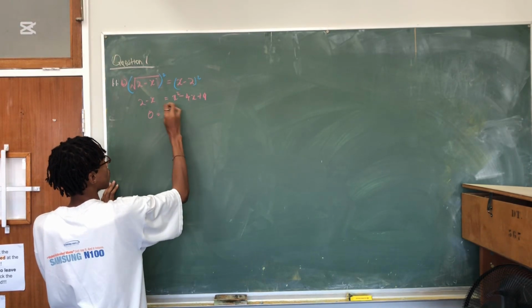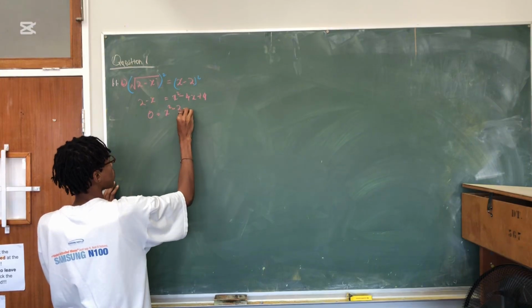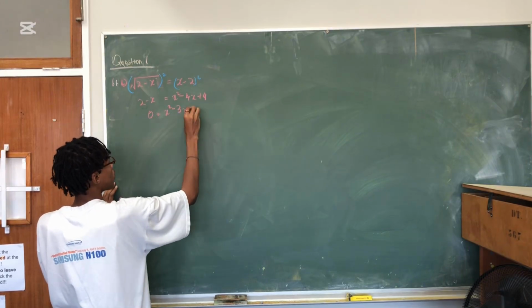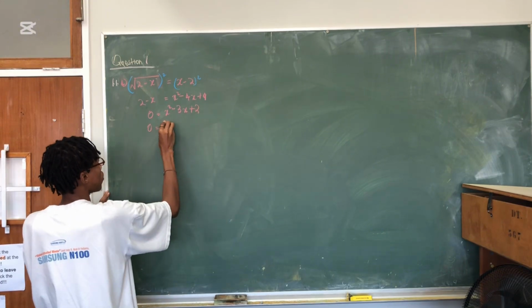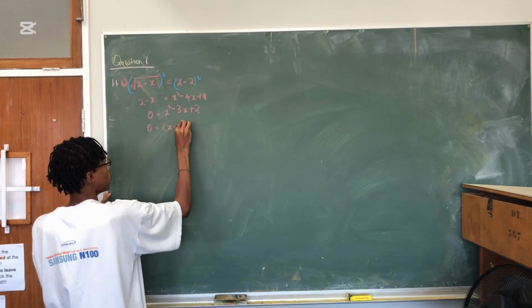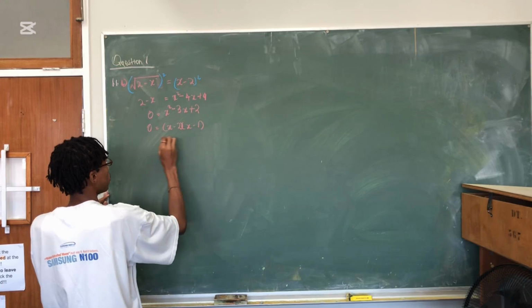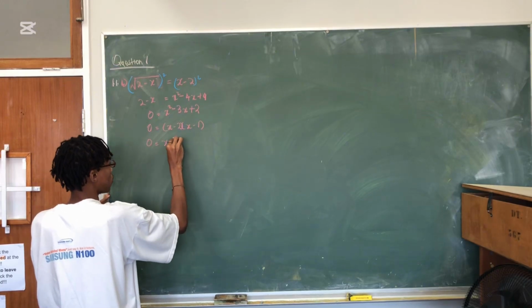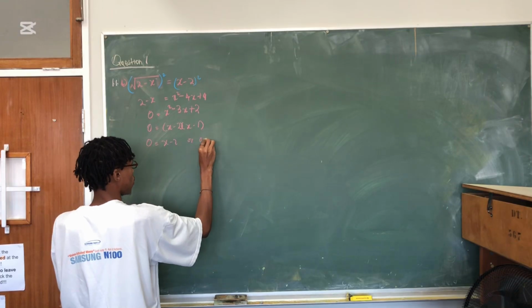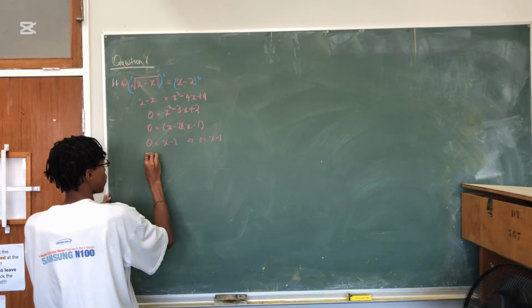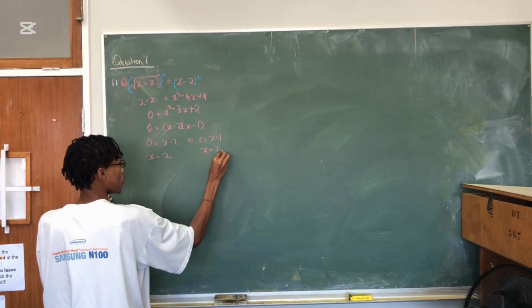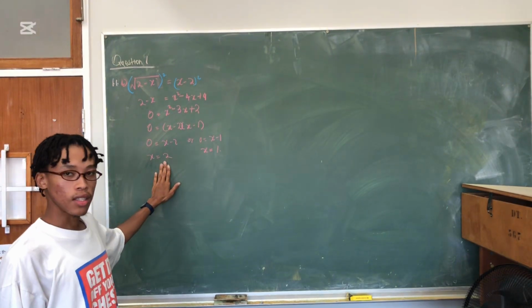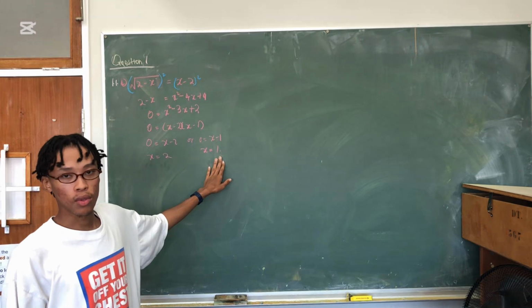X squared minus 3x plus 2. Our factors are going to be x minus 2, x minus 1, x is equal to 2 and x is equal to 1.